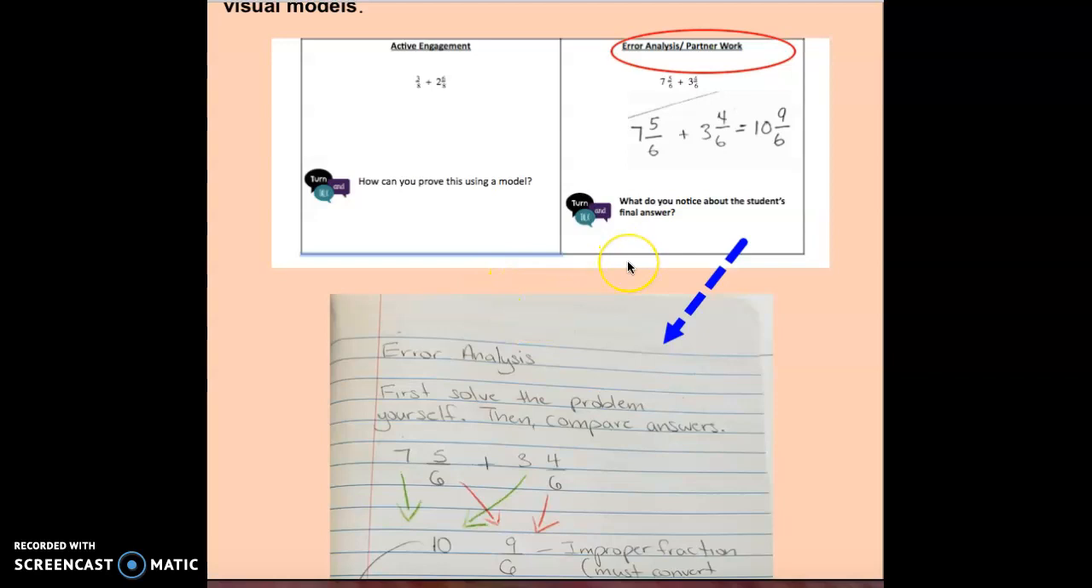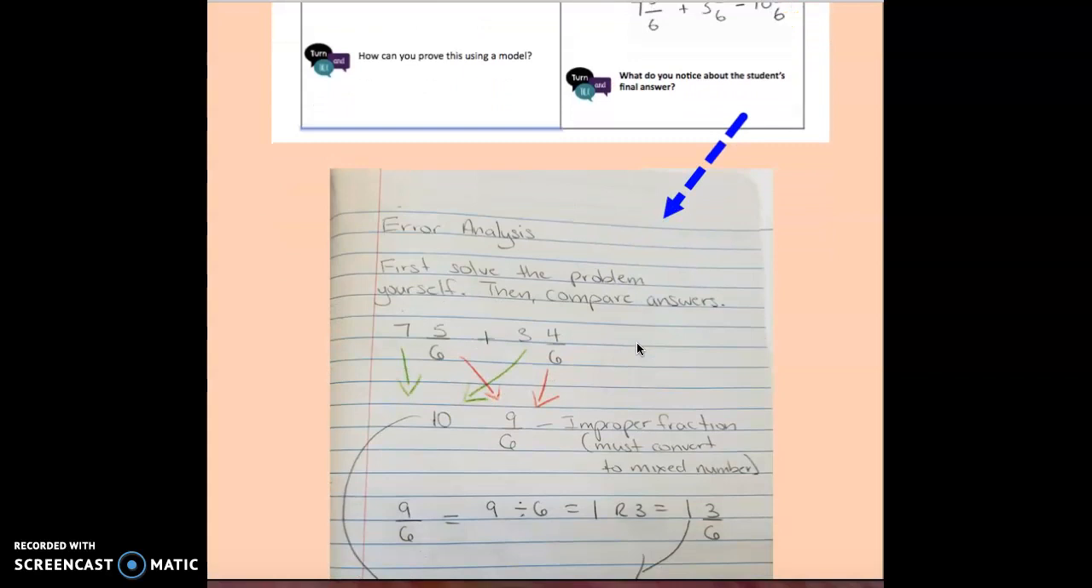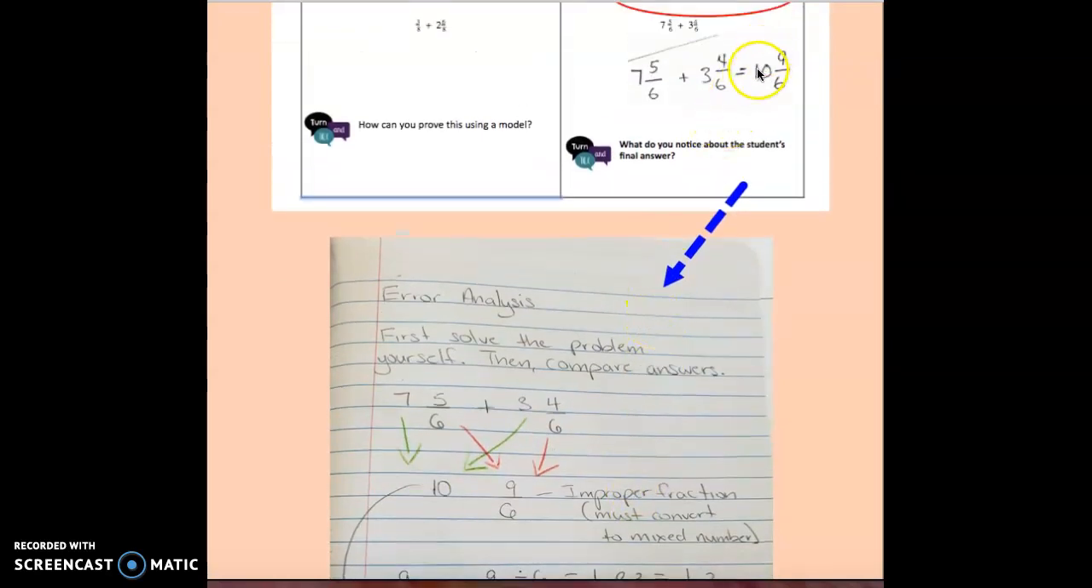All right, so let's look at our error analysis. So we have an expression that says 7 5/6 plus 3 4/6. So already we know that the student did something wrong because this is an error analysis. So we need to figure out, what did the student do wrong? Always, before we do anything, we must solve the problem ourselves. So the student has an answer of 10 9/6. So we have that in mind, but now we need to figure out what we are going to do, and see and compare our answers.